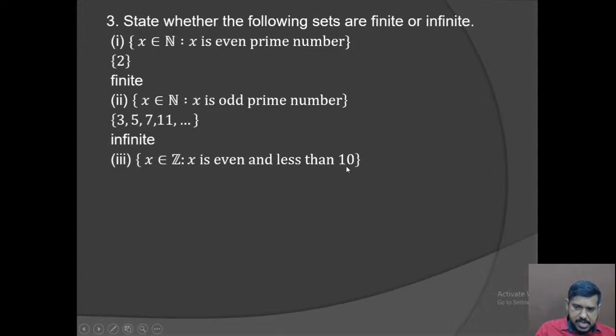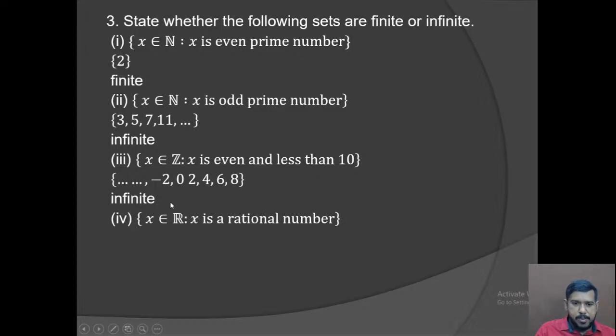That means the previous even number to this 10 is 8. So 8. Then the previous even number is 6. And 4, 2, 0, minus 2, minus 4. Keep on going to the left hand side. So on the left hand side it is countless. So naturally this set is what? Infinite set.